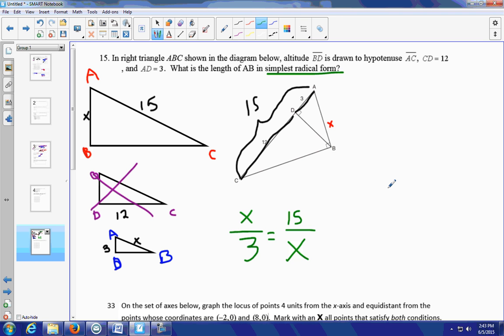If you're working on number 33 and you're stuck, we haven't done graphing locus. We will do that on Monday. So just wait. I think after Monday you'll be able to handle it.